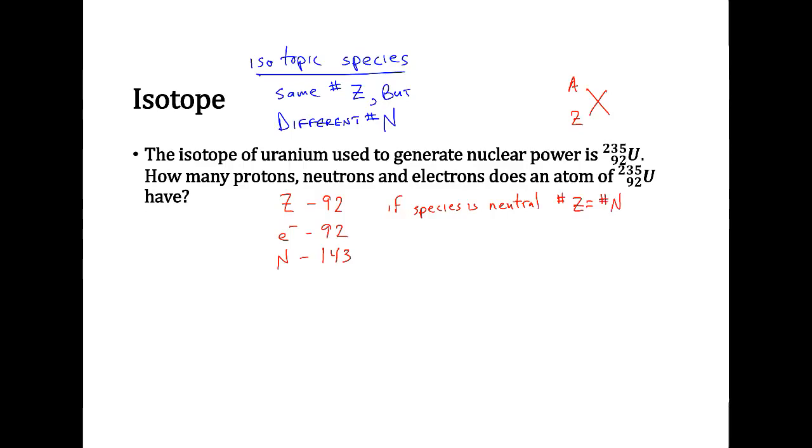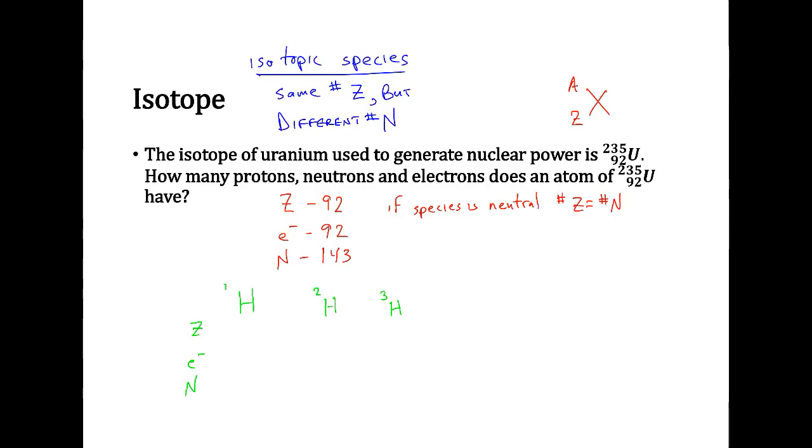All right, so let's look at a series of isotopic samples. Let's look at hydrogen 1, hydrogen 2, which we'll call heavy hydrogen or deuterium, or hydrogen 3, which we would call tritium. What we want to do is compare the number of protons, electrons, and neutrons in this series of isotopes.